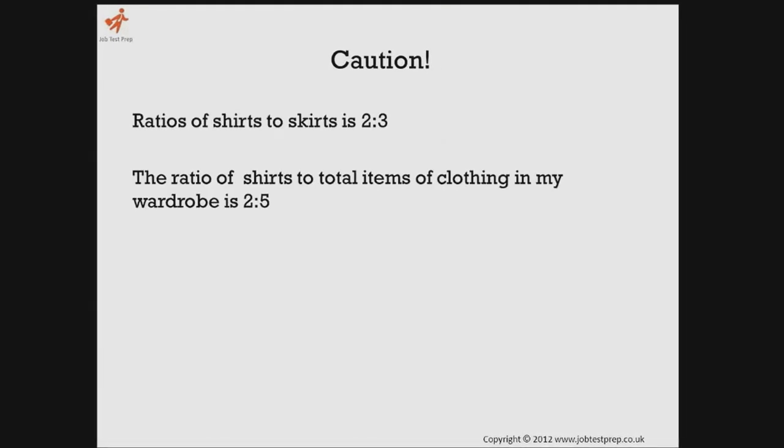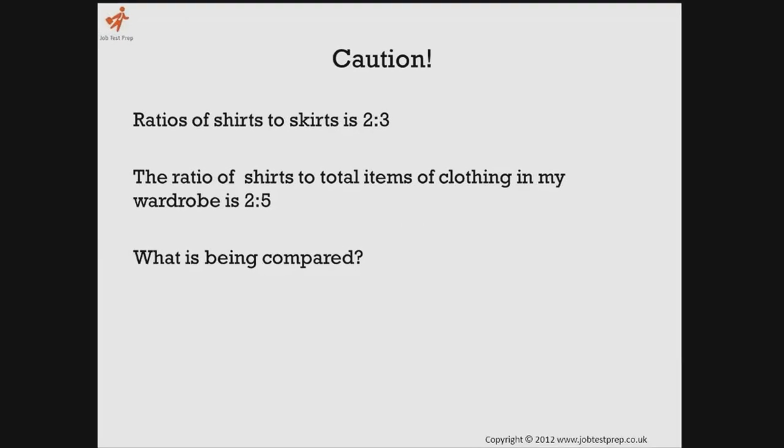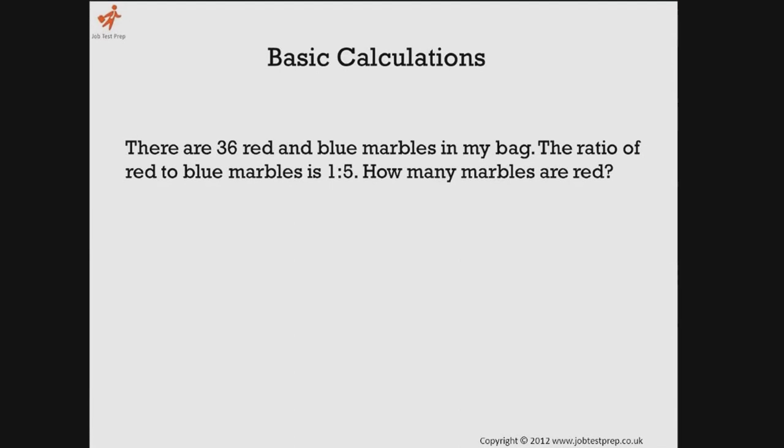Caution: the ratio of shirts to skirts is 2 to 3. However, the ratio of shirts to total items of clothing is 2 to 5, where total items of clothing is 2 plus 3, which is 5. As a fraction, 2/5 of the clothing items are shirts. Note that it is very important to understand what is being compared to what. This is a common cause of mistakes.